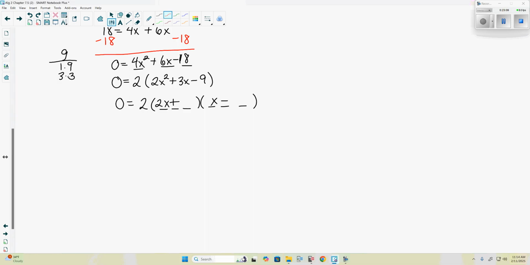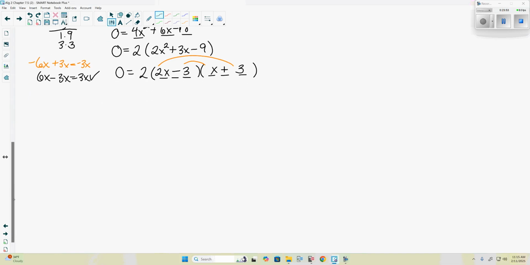Which one do we want to try first? Oh, we have the wrong one. 3 and 3. And if we check this here, 2x times negative 3 would be negative 6x. 3 times x is plus 3x, giving us negative 3x. Not quite the term we want, but almost. Since it's the correct number but wrong sign, we need to switch the signs. Because that'll now give us positive 6x minus 3x, giving us the positive 3x that we wanted.